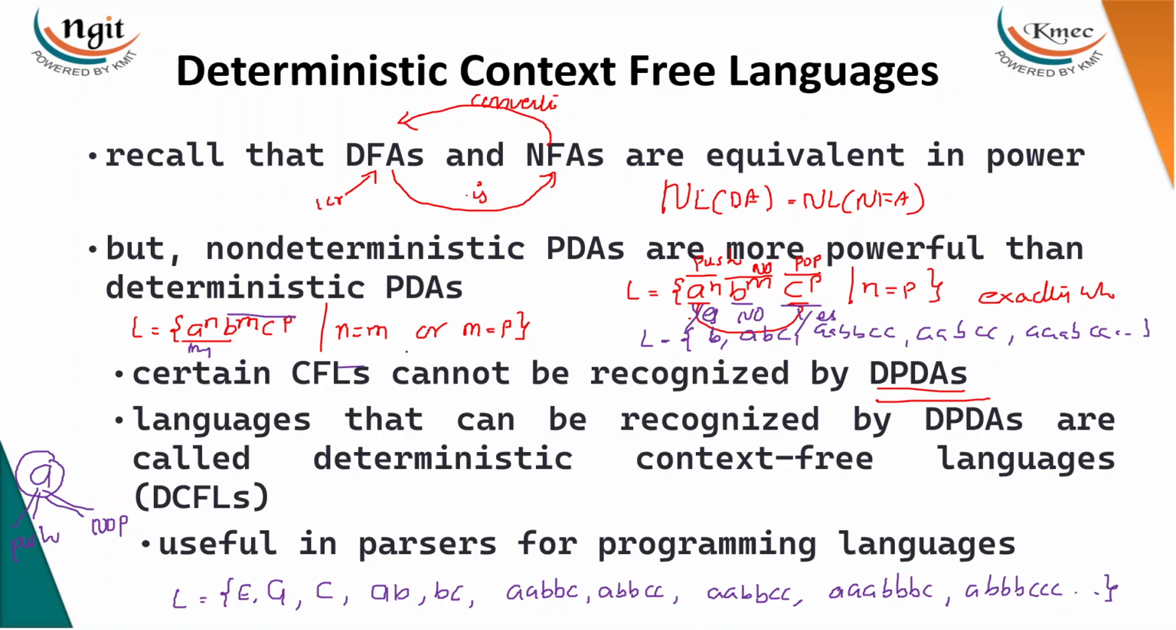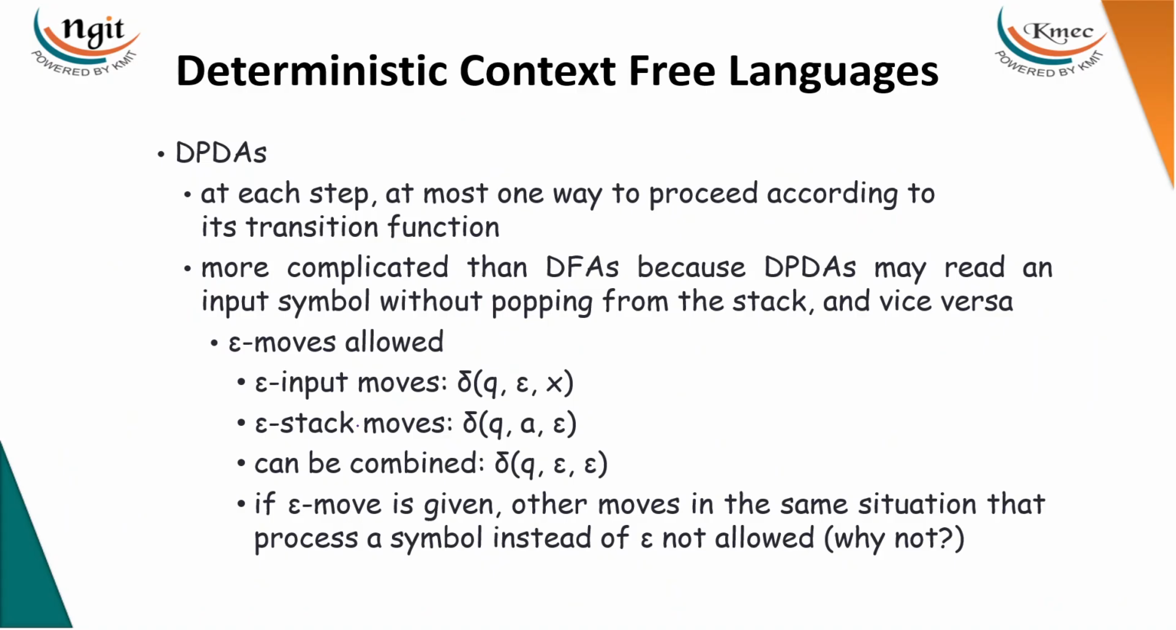That's why this is not accepted by a DPDA. It is only accepted by an NPDA. Such languages are only context-free languages, but this language is not a deterministic context-free language. This is only a context-free language, but not deterministic. That's the reason I told you the power of both is not the same, right? In a DPDA, each step has at most one way to proceed according to its transition function. We should have only one way.